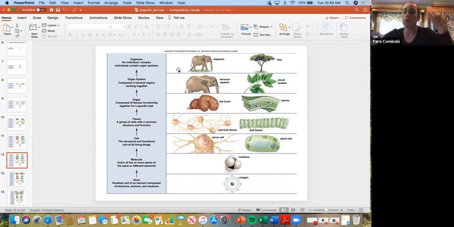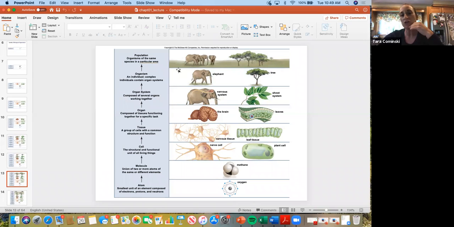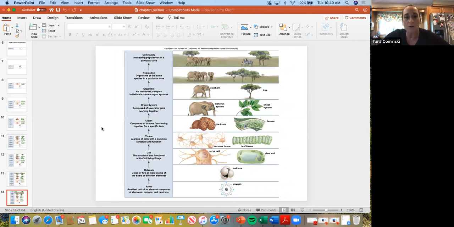And if we go up in complexity from organism, what's next? Population. So remember, a population is organisms of the same species, all one species that live in a particular area. After population, community. Now you're bringing in different populations, so different species interacting with each other, but they're all in a particular area.